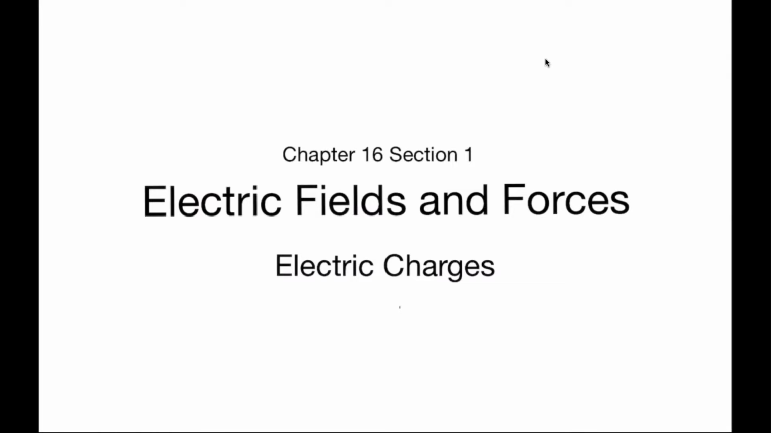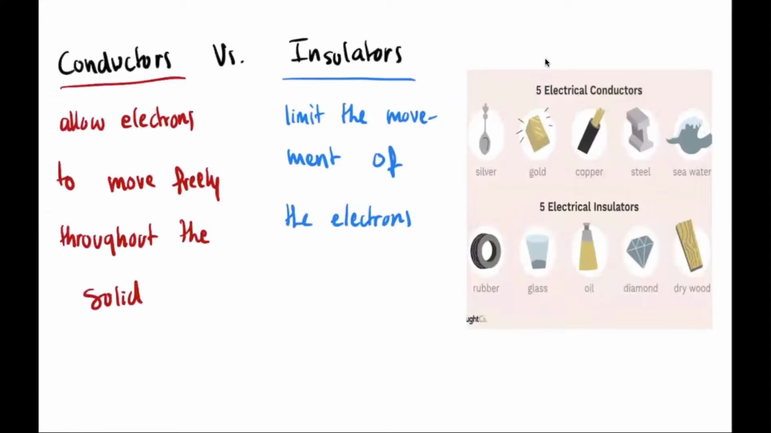So today we're going to be continuing chapter 16, section 1, electric charges. In the previous video we stopped here, and today we're going to be talking about the three different ways of charging. Now there are three ways an object can be charged, either by friction, induction, or conduction.